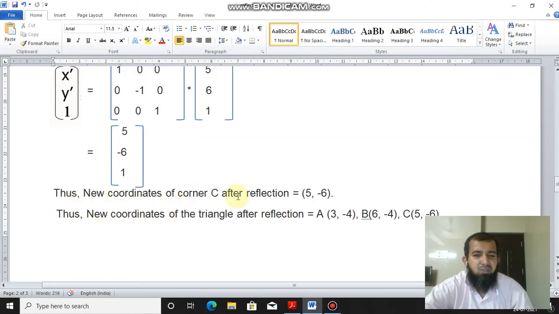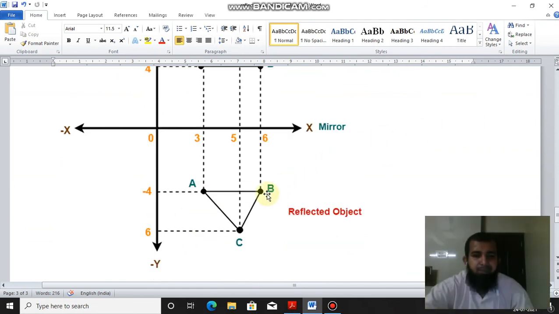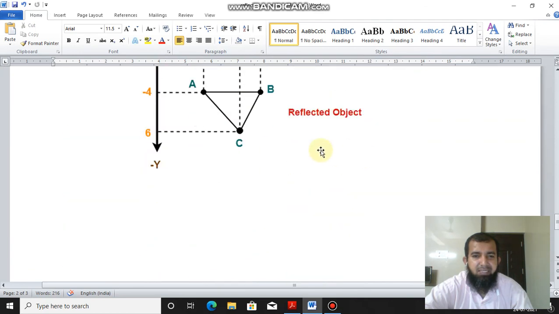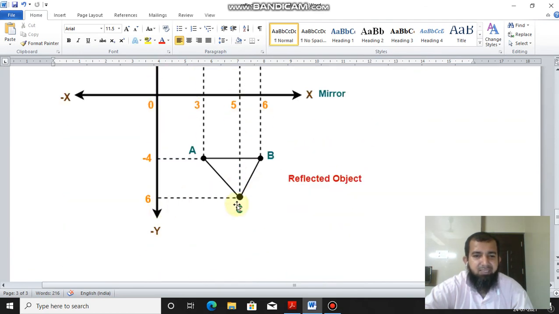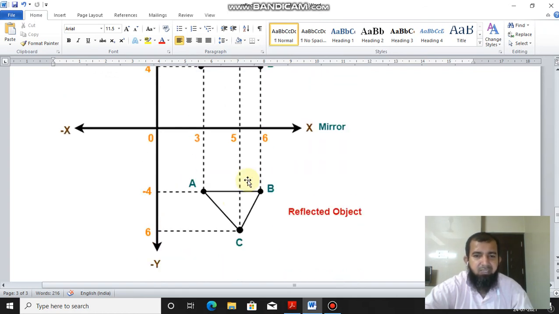Thus, the new coordinates of corner C after reflection are (5, -6). Thus, the new coordinates of the triangle after reflection: A is (3, -4), B is (6, -4), and C is (5, -6). This is the result. If it is below the line, it is negative. If it is above that line, it is positive. So this is the final result.